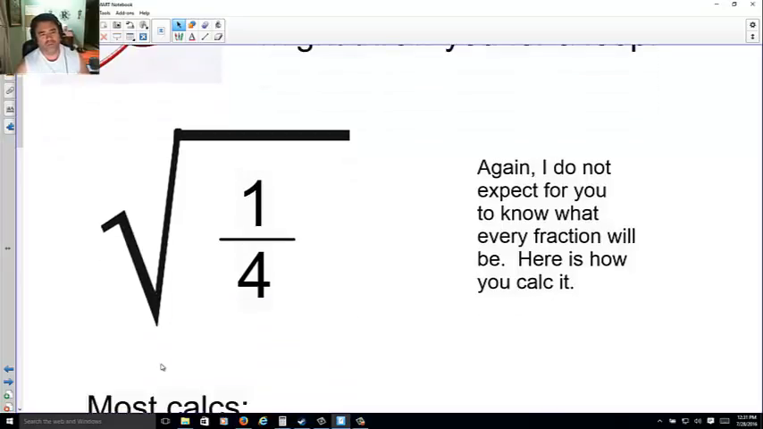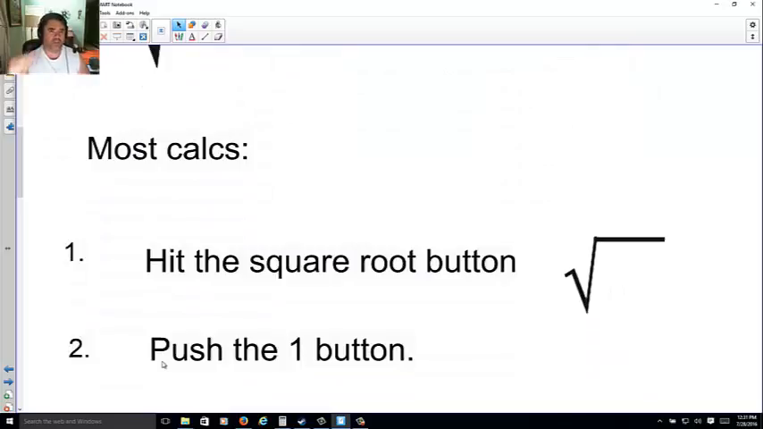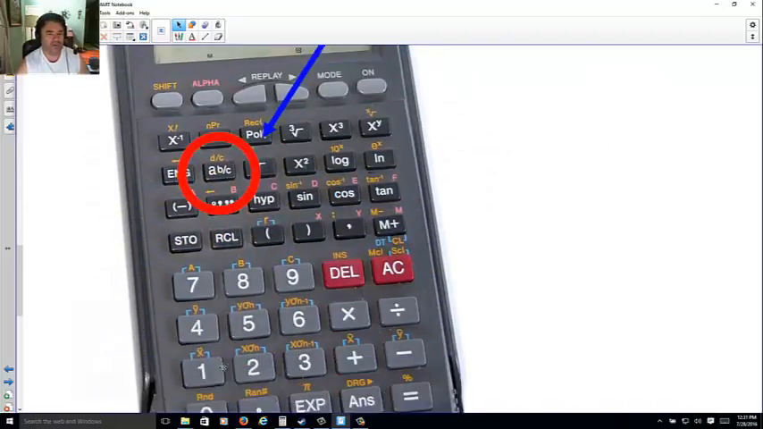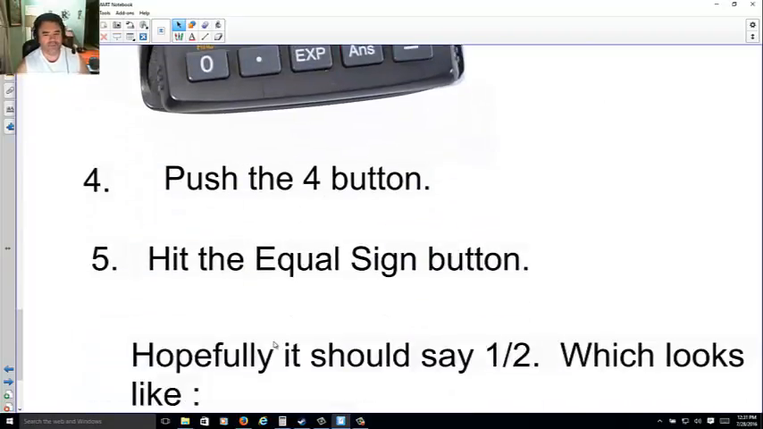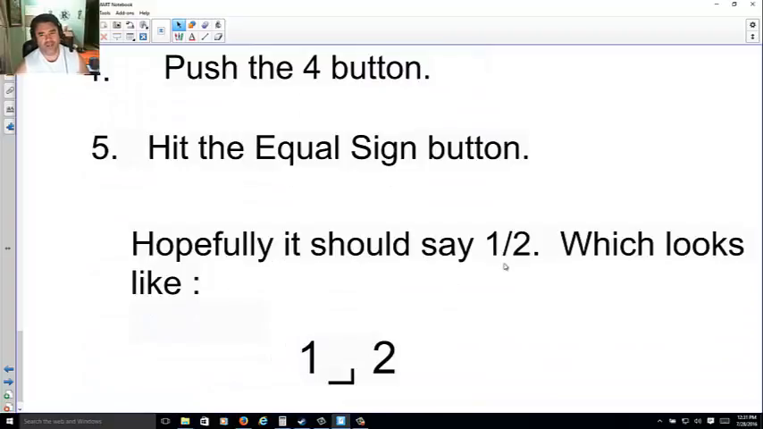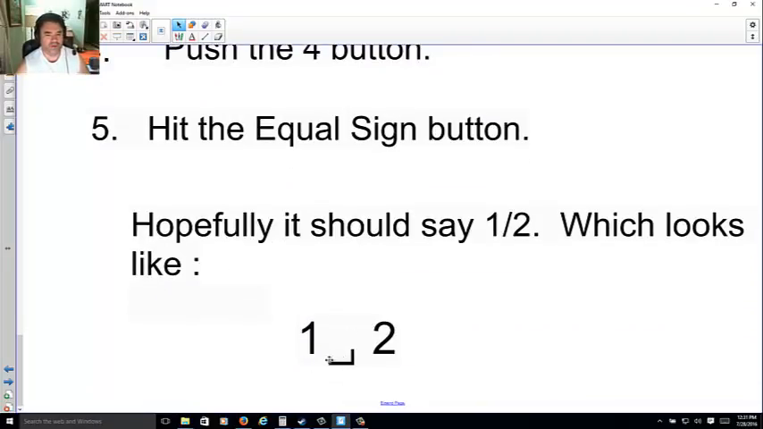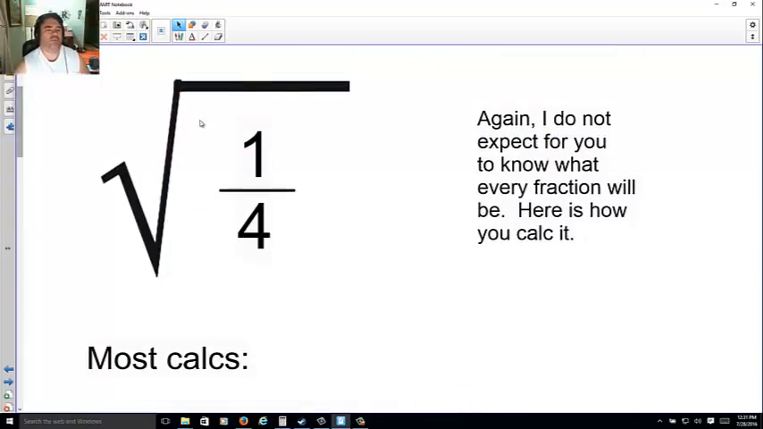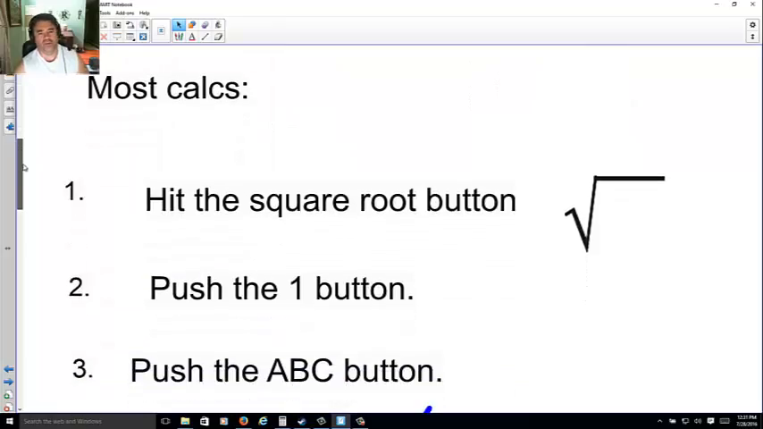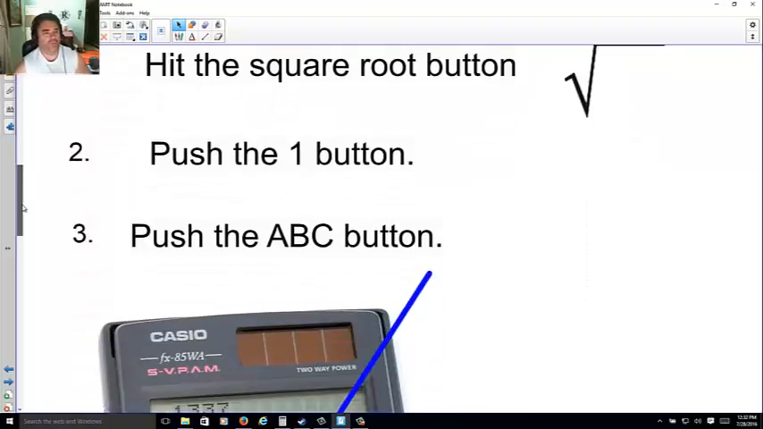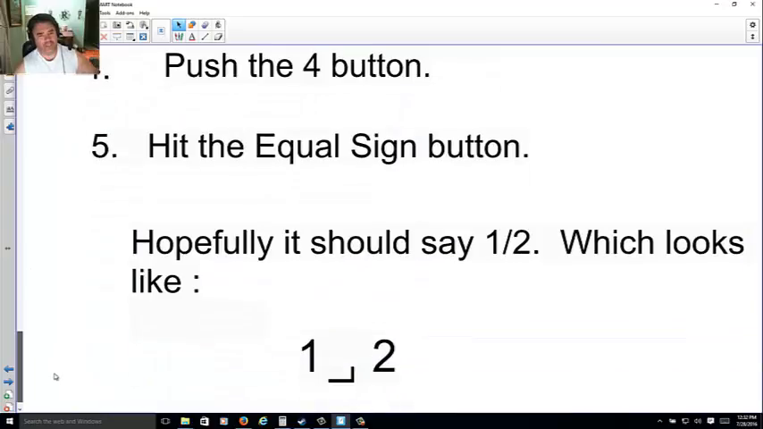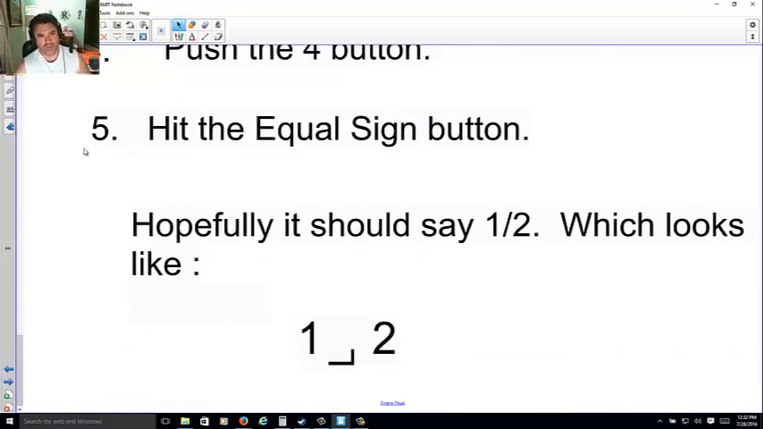But the root of 1/4. For most calculators, you hit the square root button. You push the 1 and then what's called an ABC button right here, and then the 4 and hit the equal sign. Hopefully it should say 1/2, which probably looks like 1 and then this button here. Let me run that back again. Root of 1/4. So you could hit the root button, 1, ABC, 4, hit the equals, and it says this, which is 1/2.